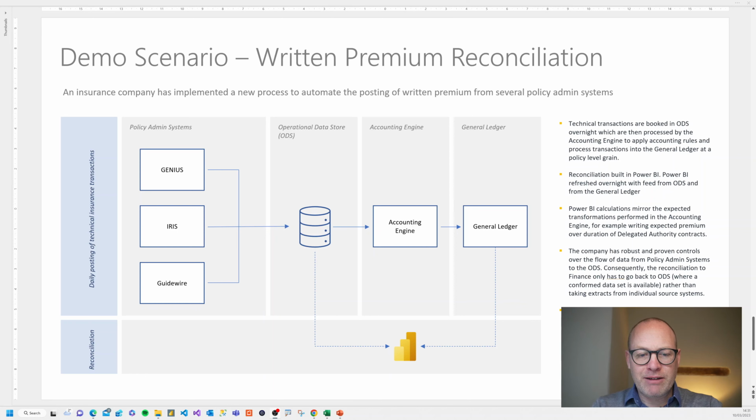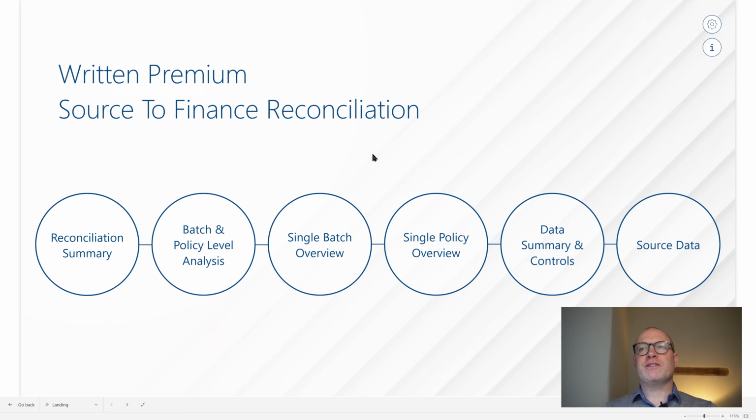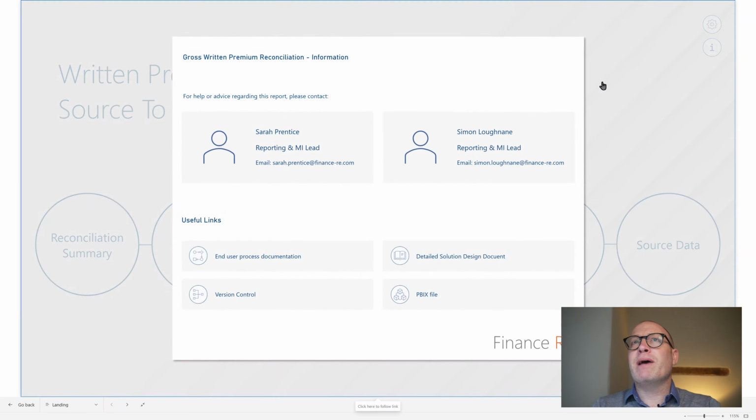So let's jump over now to our reconciliation report in Power BI. So this report's been published to the Power BI service, so we're viewing this through the browser. And this is our landing page, and we've got links here to different pages in our report. You can see we've got a couple of buttons up here in the top right. This information pane is just really giving contact details of who to contact if you have any questions or issues with the report, which is something that we always like to include, along with links then also to important documentation for the users.